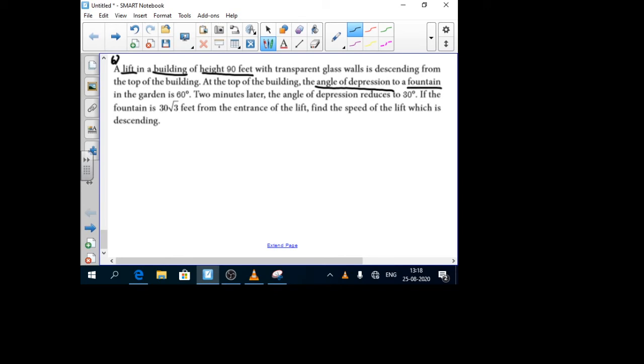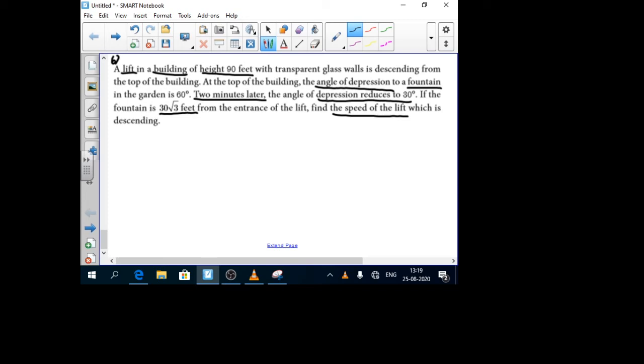So, another object is the fountain. In the garden, it is 60 degree. First time the angle is 60 degree. 2 minutes later, here the time is given, the angle of depression reduced to 30 degree. The same object, but the depression is reduced to 30 degree. If the fountain is 30 root 3 feet from the entrance of the lift, find the speed of the lift.